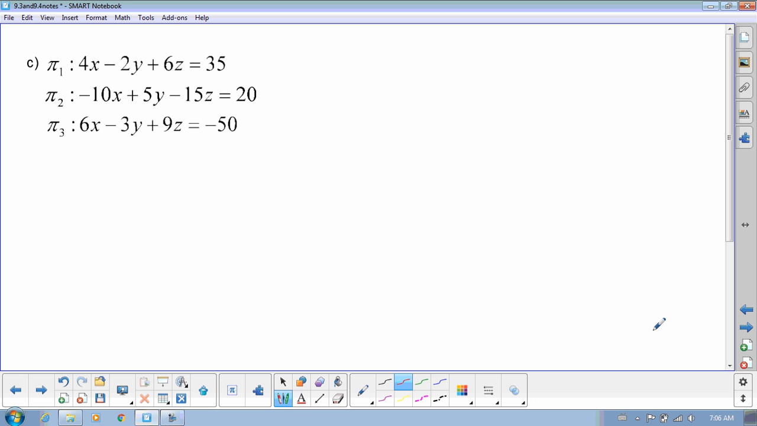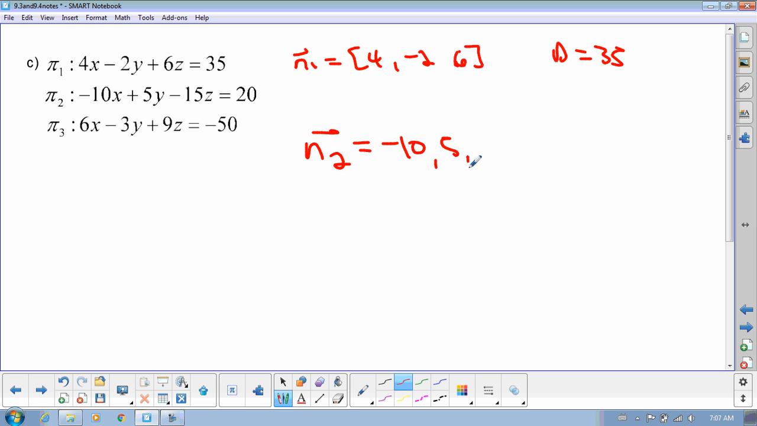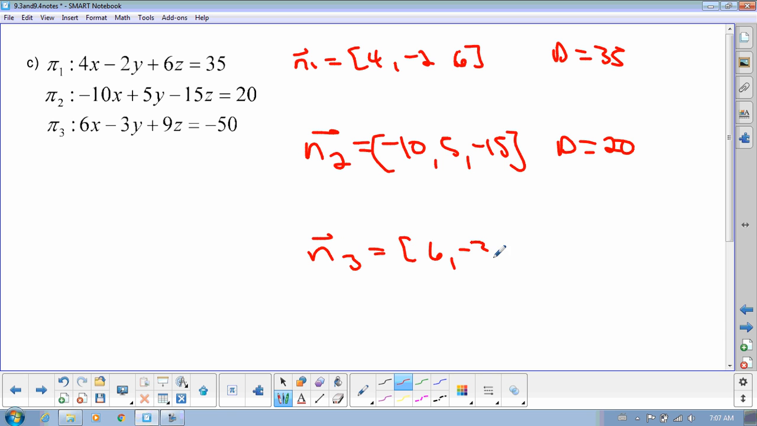Okay, so in this case, another way that we can do this, I'm just going to state the normals. So normal 1 is 4, negative 2, 6, and my d is 35. Normal 2 is equal to negative 10, 5, negative 15, and d is equal to 20. Normal 3 is equal to 6, negative 3, 9, and d is equal to negative 50. It's a 5, not a 3.